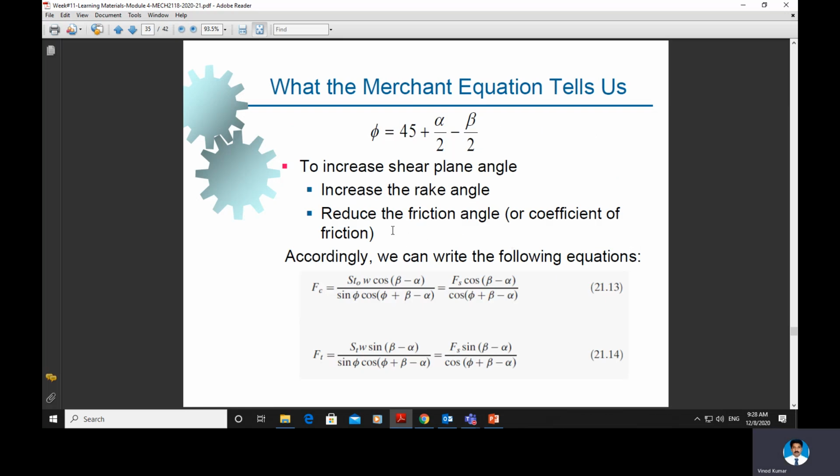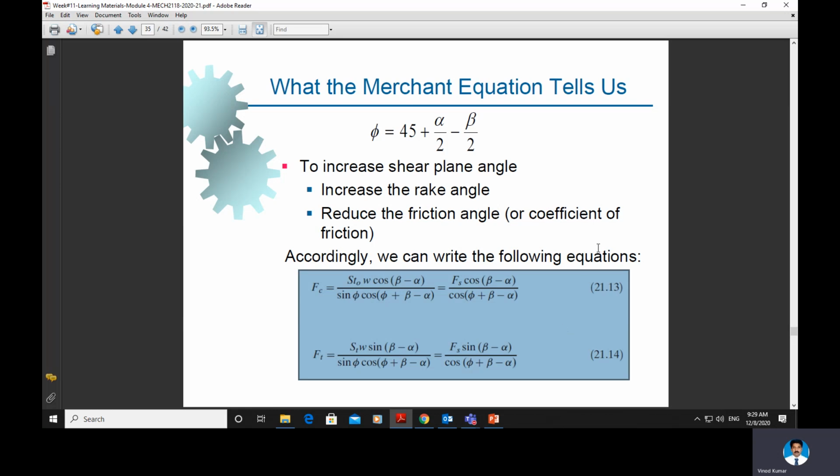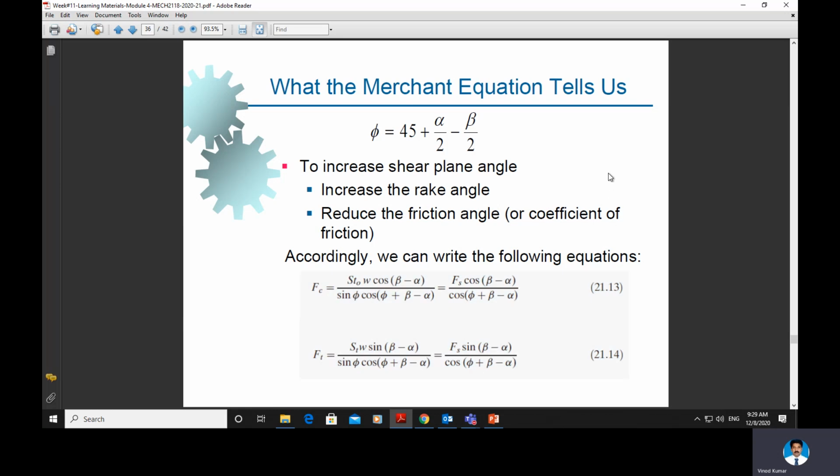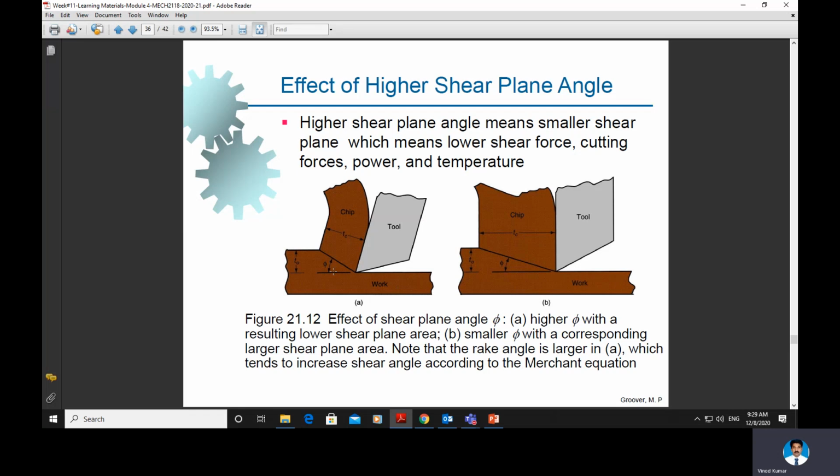Now, what is the importance of the Merchant equation? The Merchant equation shows the shear plane angle phi will be higher if alpha is increased and beta is decreased. If alpha, the rake angle of the tool, is increased and beta, the friction angle, is decreased, then phi can be increased. Then what is the effect of phi?